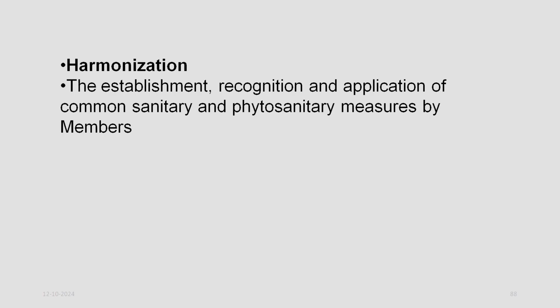Harmonization. Now this is like the sanitary and phytosanitary measures can be made of the same standards. That means nation A is ready to accept the sanitary measures belonging to nation B. That is what we mean by the term harmonization. That means we recognize that if the certification has been done by state A, then that is valid even in state B. So it's like there is a mutual trust.